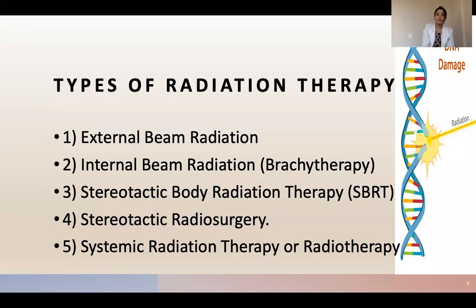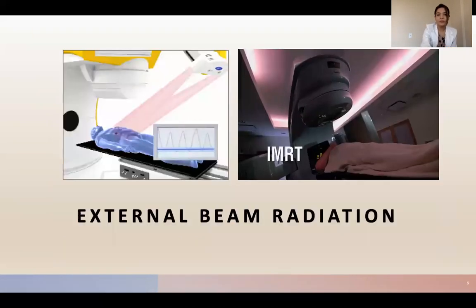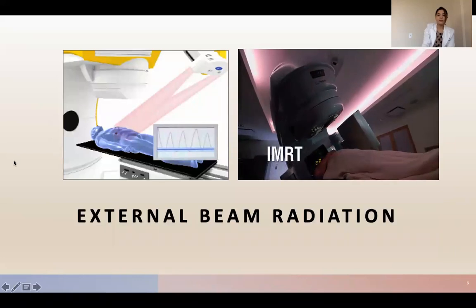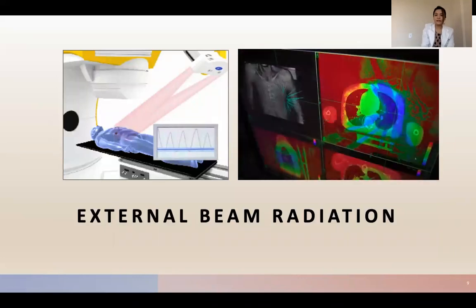The different kinds of radiation therapy are external beam radiation, internal beam radiation, which is also called brachytherapy, stereotactic body radiation therapy, stereotactic radiosurgery, and systemic radiation therapy or radiotherapy. So let's talk a little bit about each of the techniques.